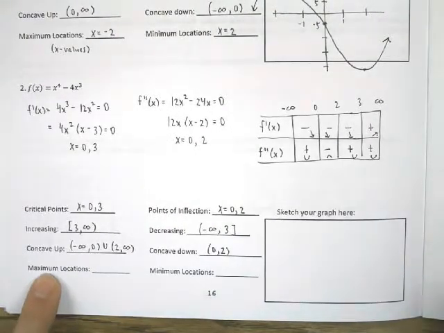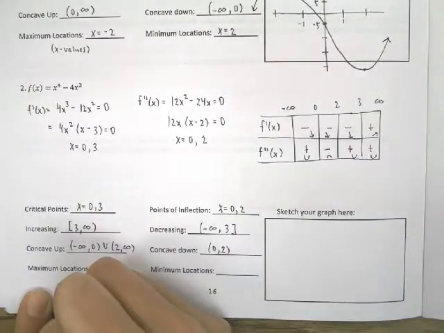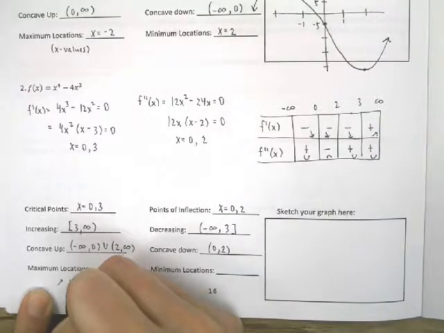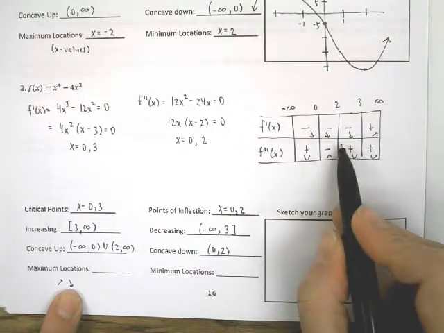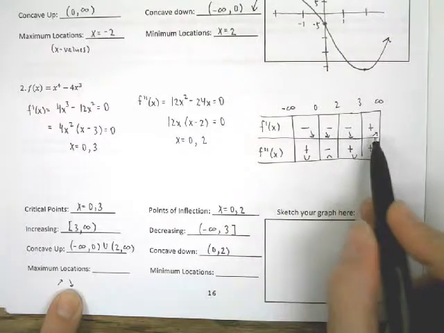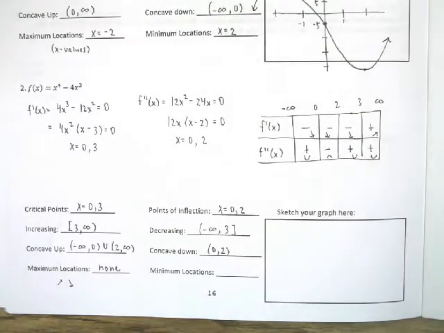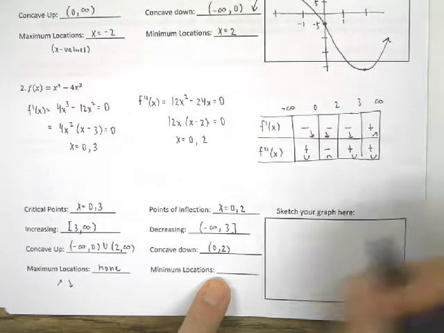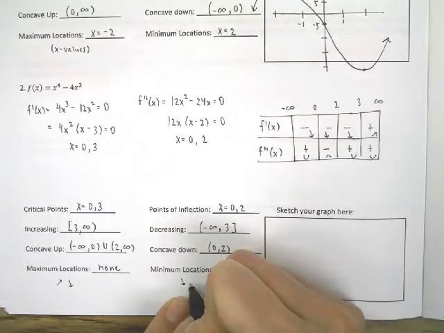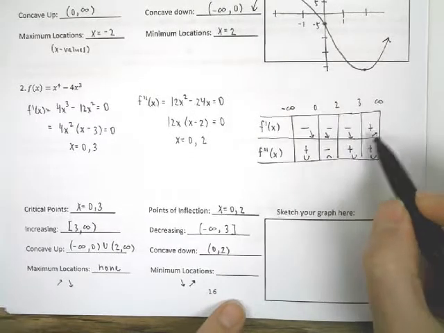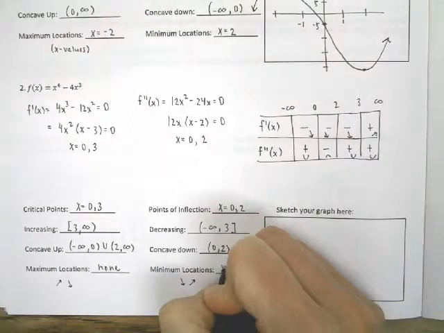Now again, maximum locations. Again, I'm looking for where f prime changed from positive to negative. And so we actually don't have any there. So we don't have any maximum locations. And then for minimums, I'm looking where it changes from negative to positive. And I can see that does happen at x equals 3.